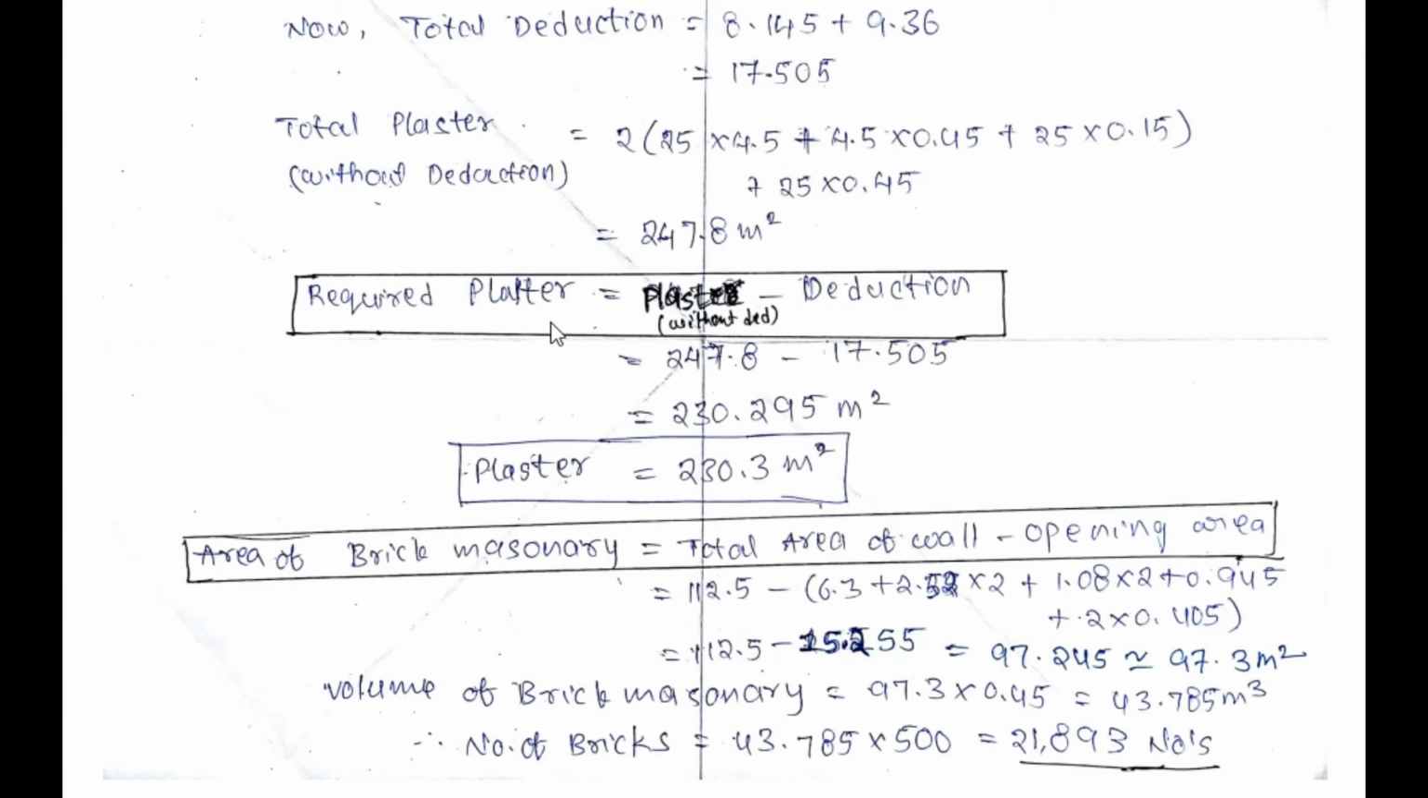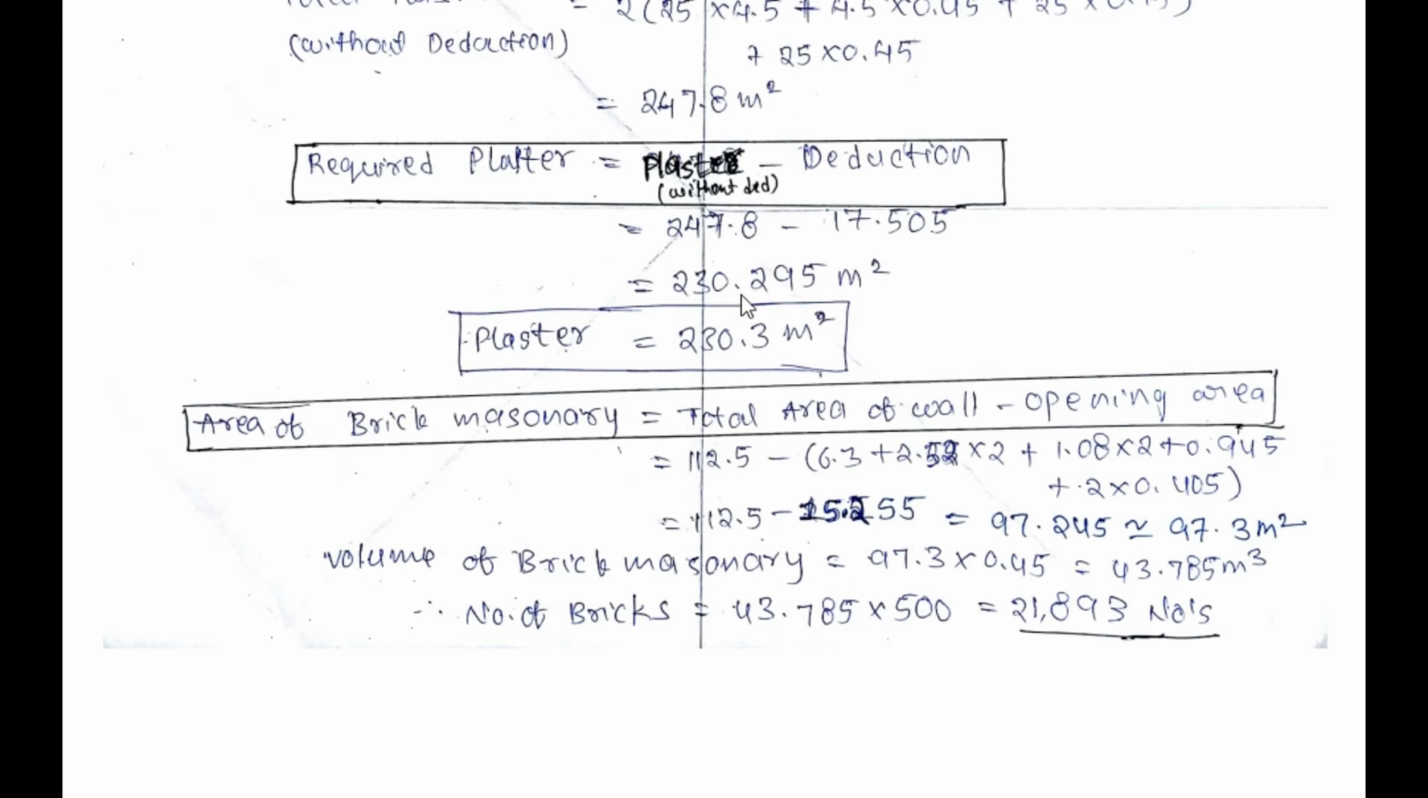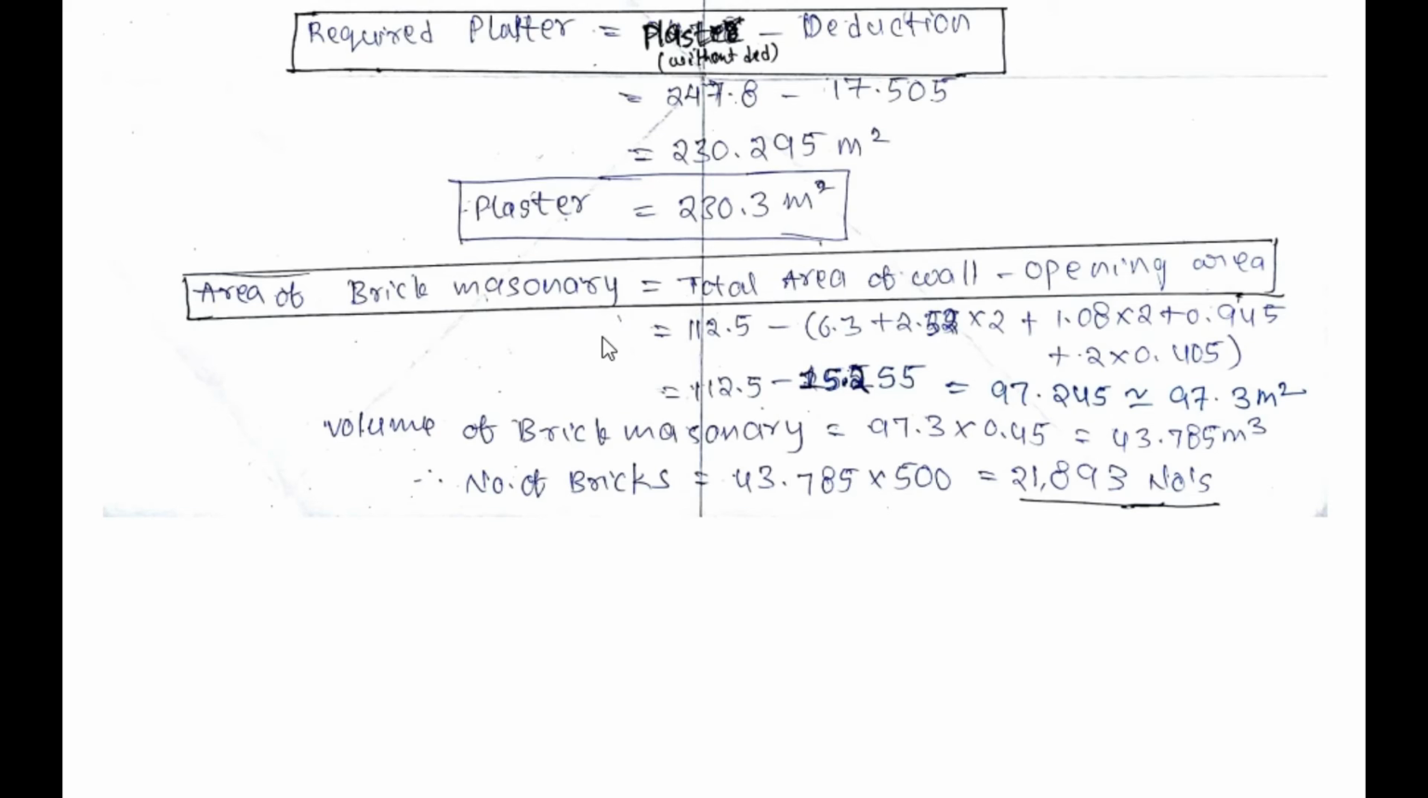Now let's calculate the required plaster. Subtract the deduction from the plaster without deduction, which is 247.8 minus 17.505, which equals 230.295 meter square, approximately 230.3 meter square. So now calculate the area of the brick masonry.